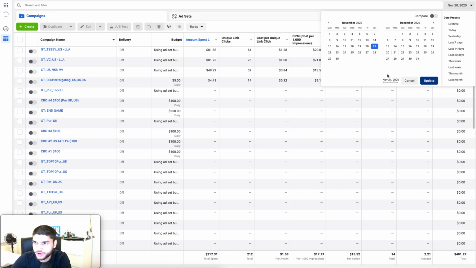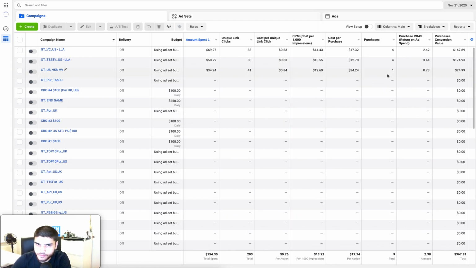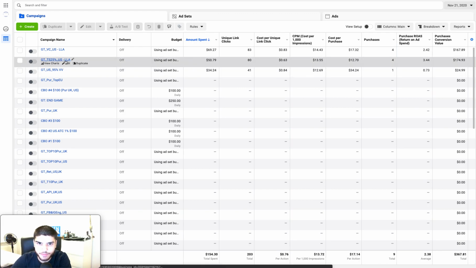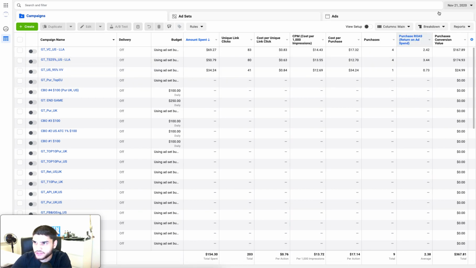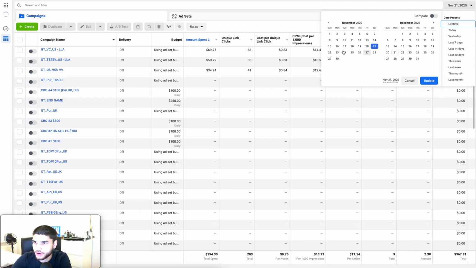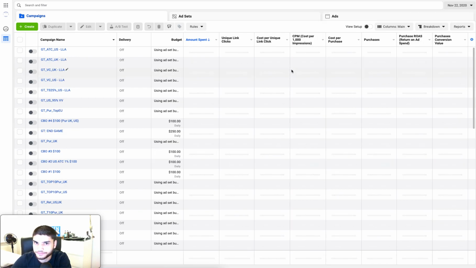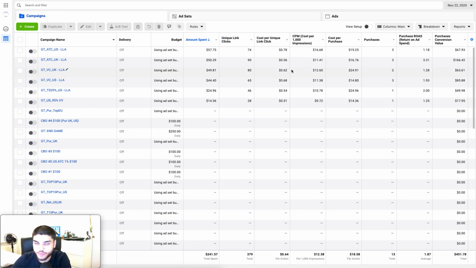Let's go to the 21st first. So you can see 95% video view is not performing well. Meanwhile, time spent 25% and view content are performing extremely well. Both of these are extremely profitable for me. Meanwhile, this one isn't, but that's fine. So we're only working off lookalike audiences at this point, right? Let's keep going.